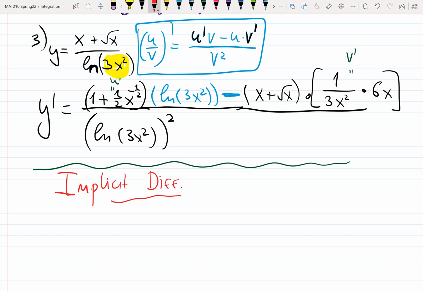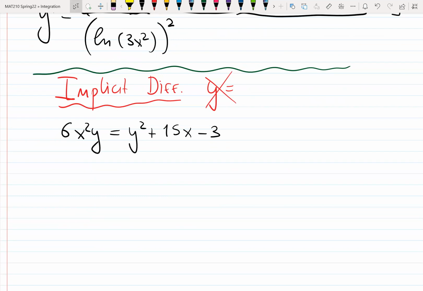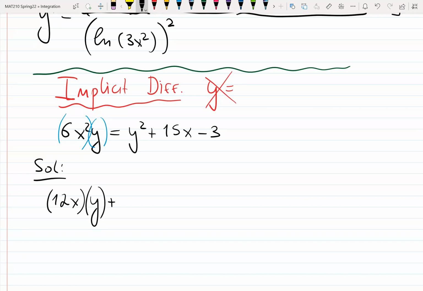Implicit differentiation. Remember, when we don't have the case y equals blah, blah, blah, then we don't do differentiation explicitly, we do it implicitly. And that is the case, for example, 6x squared y equals y squared plus 15x minus 3, which doesn't matter because it will be 0. Solution. Differentiate everything you see, keeping in mind, every time you differentiate something with y, y prime shows up. So, product rule, for example, 6x squared times y, u times v. Derivative of 6x squared is 12x. Copy y plus copy 6x squared times derivative of y, is y prime.